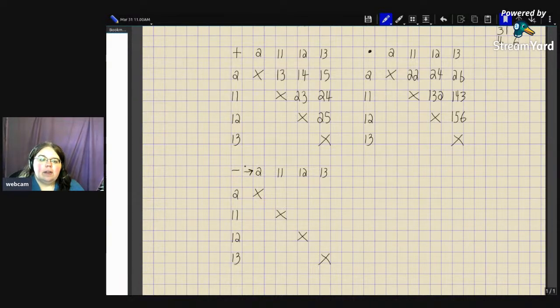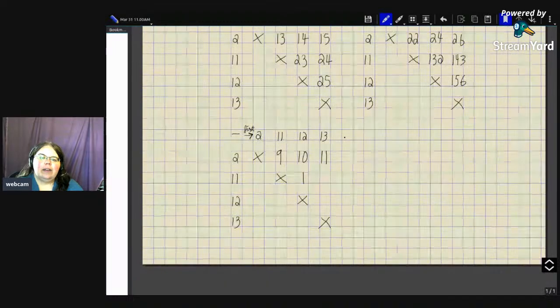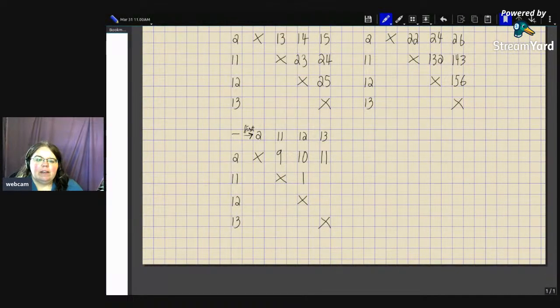So again, I'm going to say that this one is the first. So 11 minus 2 would be 9. 12 minus 2 would be 10. 13 minus 2 would be 11. 12 minus 11 would be 1. Interesting. 12, 11. Can I do anything with 2? And 13. I don't see it. Okay. Maybe we'll circle back to that.